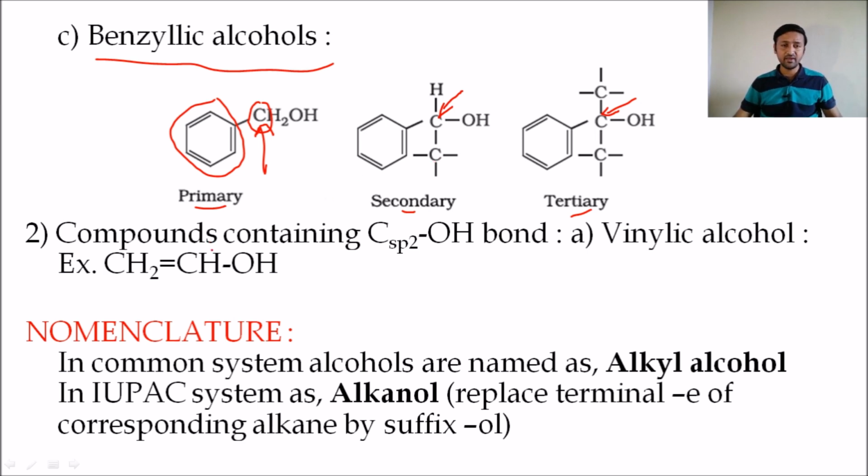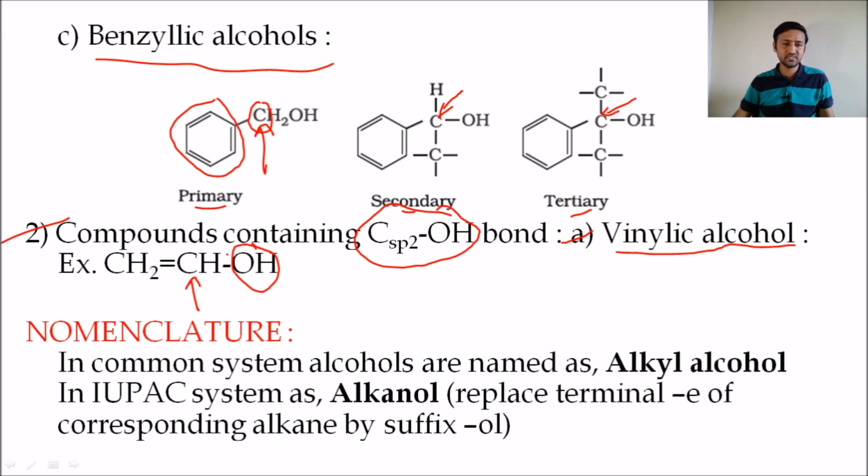Now the second main group, in the classification of monohydric alcohols, is compounds containing, you can see the difference here, an sp2 carbon-OH bond. Previously we had taken the sp3 carbon-OH bond, and in this case we have the sp2 carbon-OH bond. In this we get only one type, called vinylic alcohol. In vinylic alcohol, OH should be attached to a doubly bonded carbon, or you can take it as an sp2 hybridized carbon atom. So this is one example you can take for vinylic alcohol. That's the classification of monohydric alcohols.